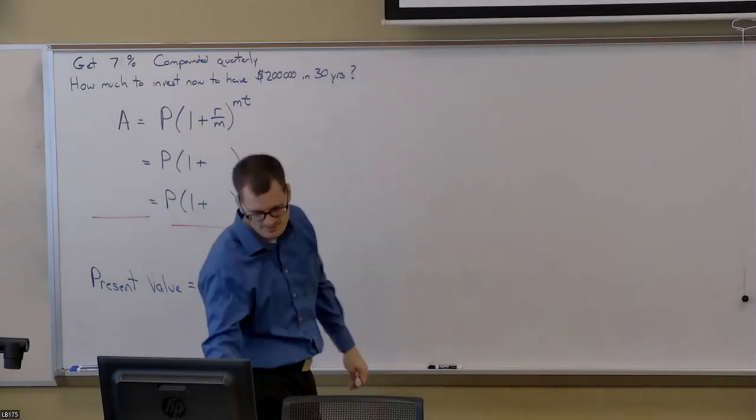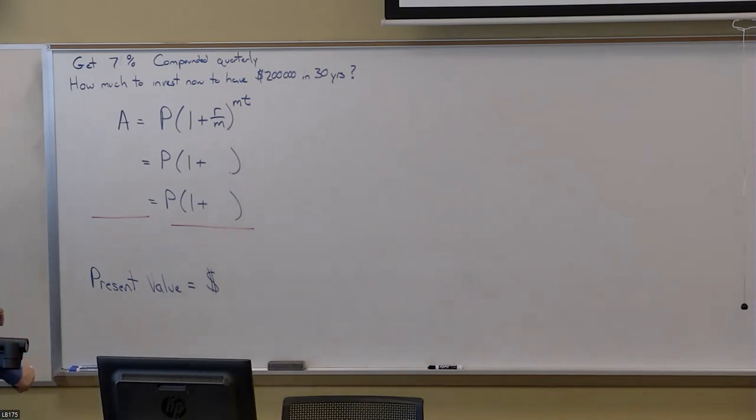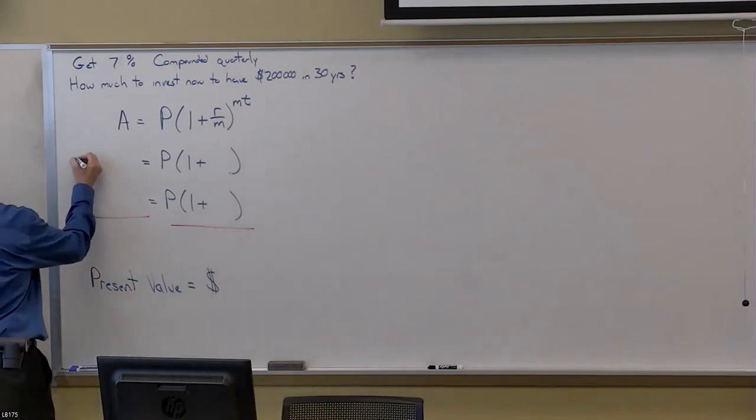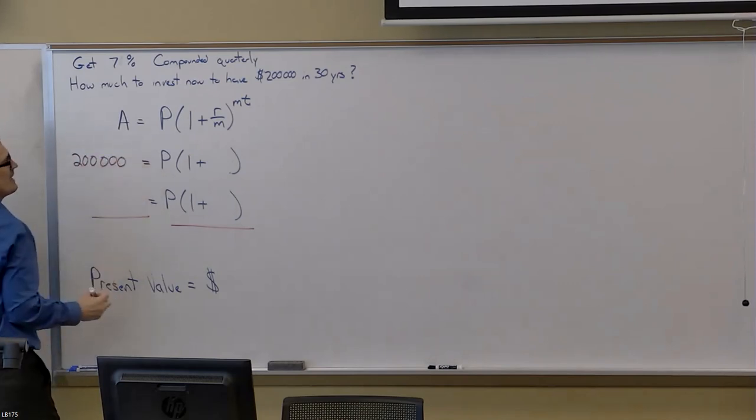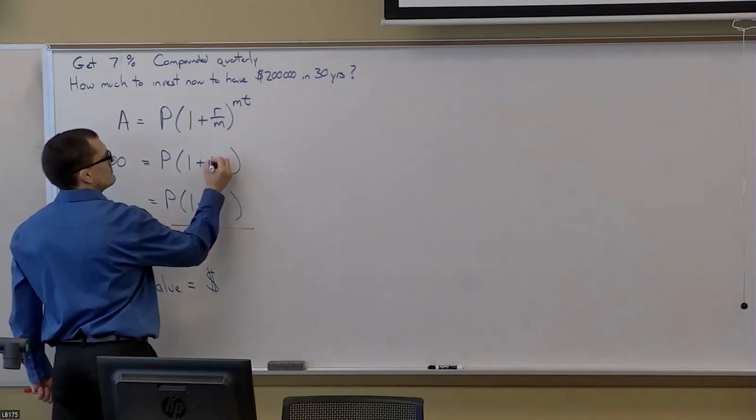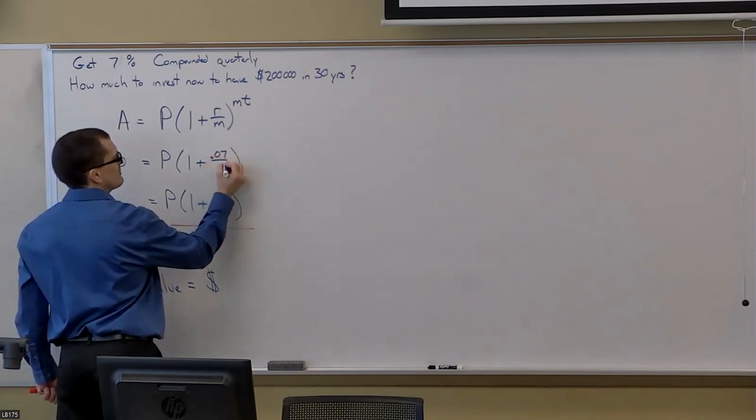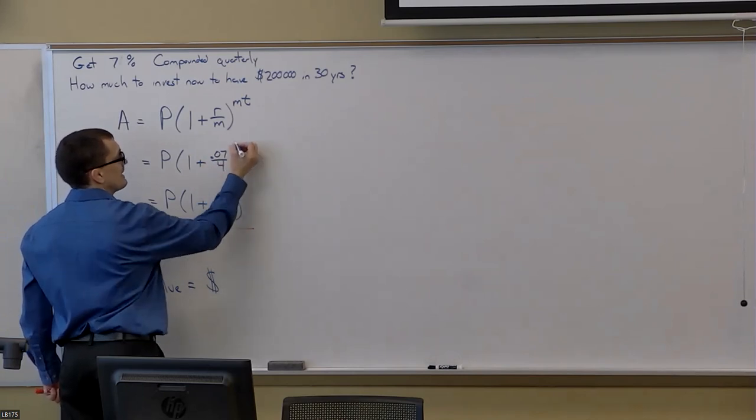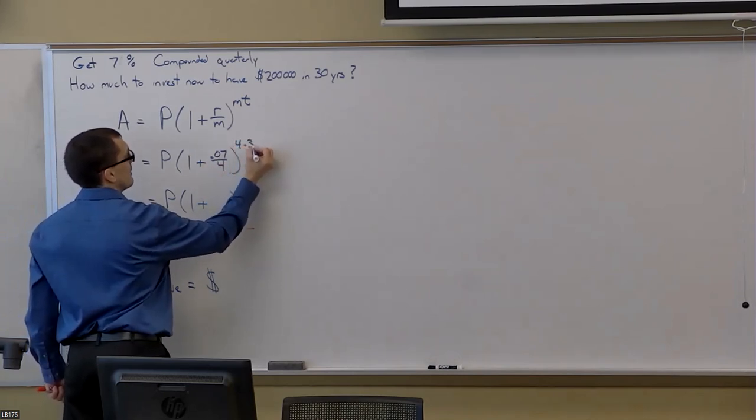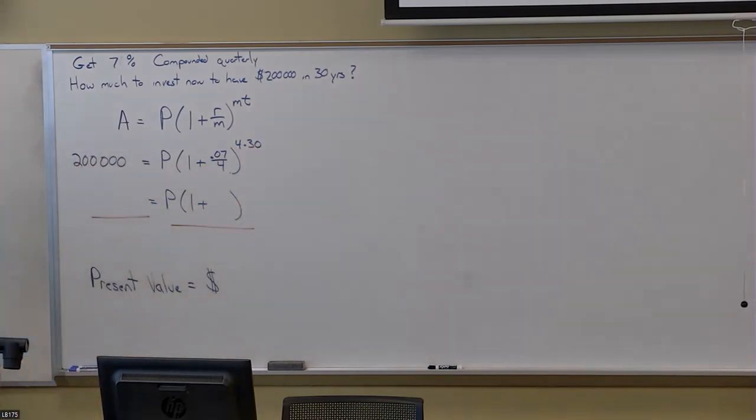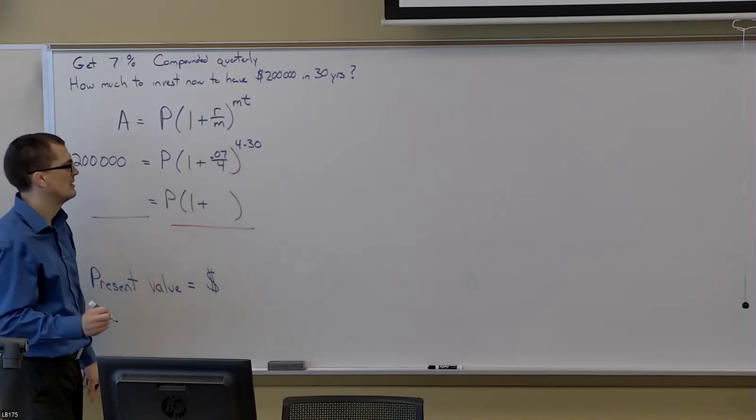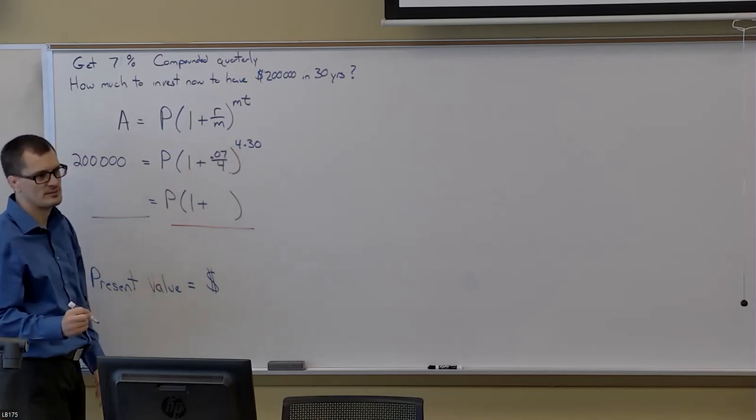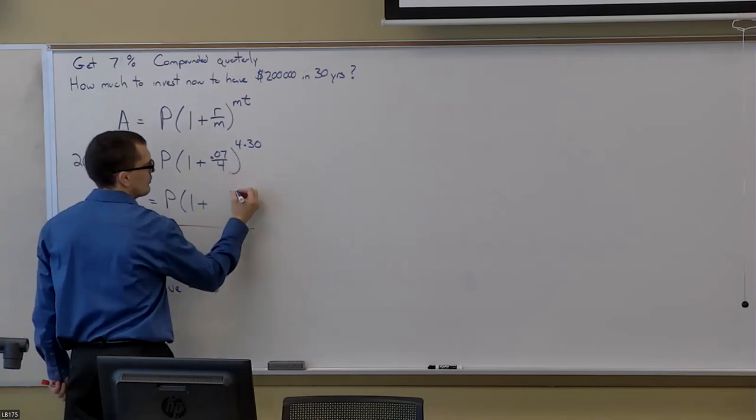All right. So let's do this. This will be our last one in this section. We have an amount of $200,000 we want in 30 years. So we're going to get 7% interest compounded quarterly. That's what the setup looks like. 200,000 is equal to P times 1 plus 0.07 over 4, all to the 4 times 30th power. 4 times 30 is 120.